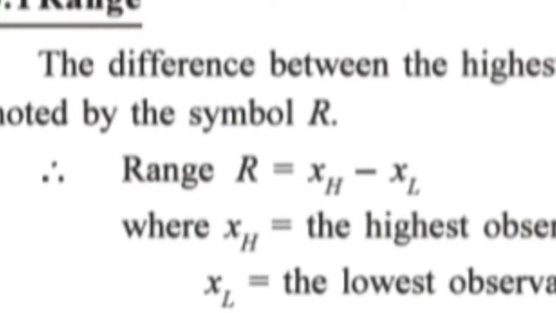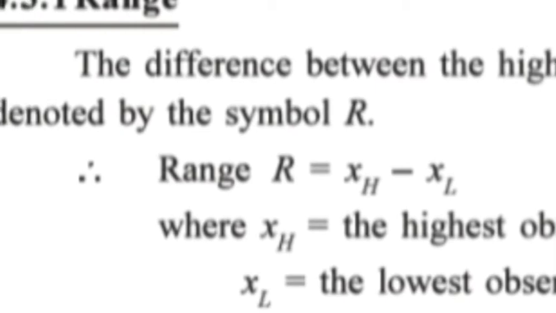So what is the range here? The range is 80 marks. Why? Because you picked up the highest score, that is 100 marks, and the lowest score, that is 20 marks. You found the difference between them, and it gave you the range of the data, that is 80 marks.